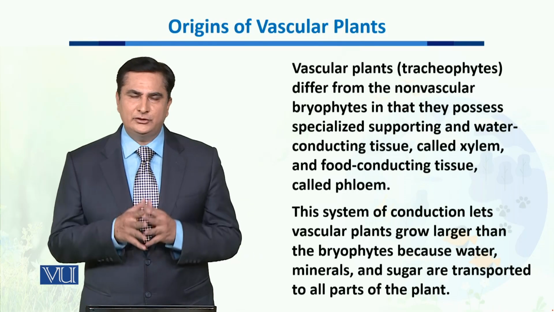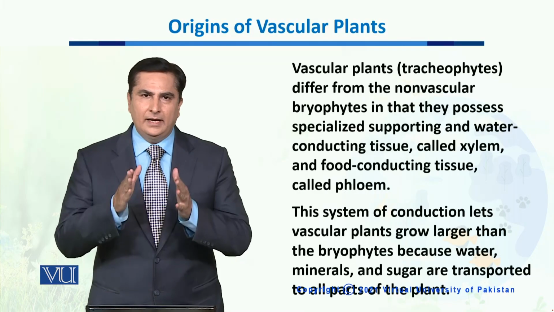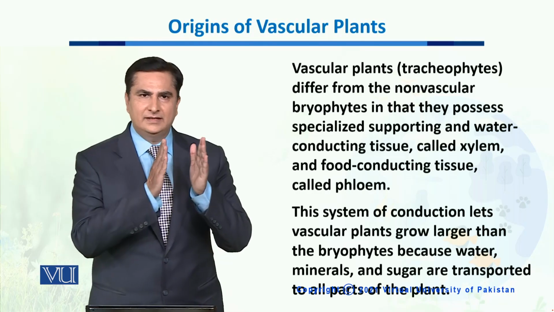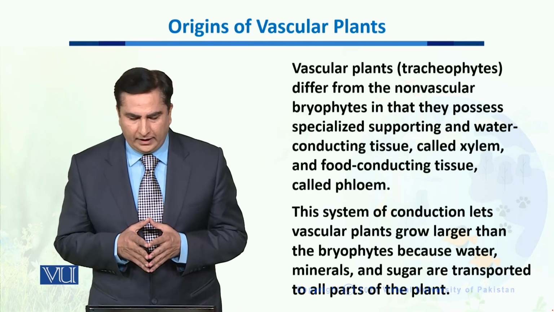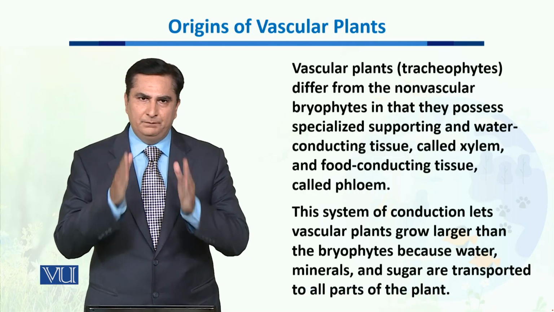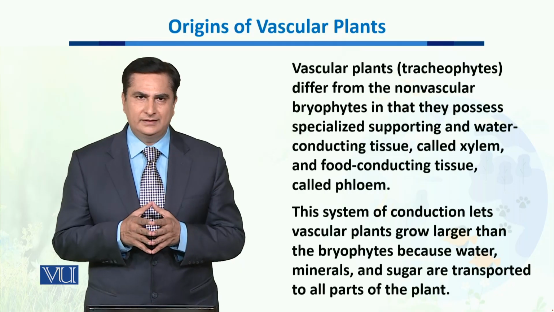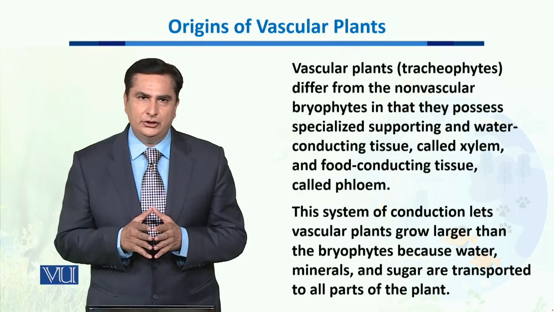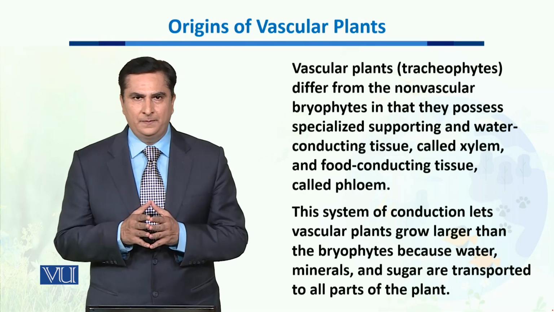Dear students, in this unit we will talk about the origin of vascular plants. As you are aware, there are two types of plants, vascular plants as well as non-vascular plants. So vascular plants, or tracheophytes, are those plants which, unlike bryophytes, who are non-vascular plants, possess special vascular tissues for the transport of nutrition as well as water.